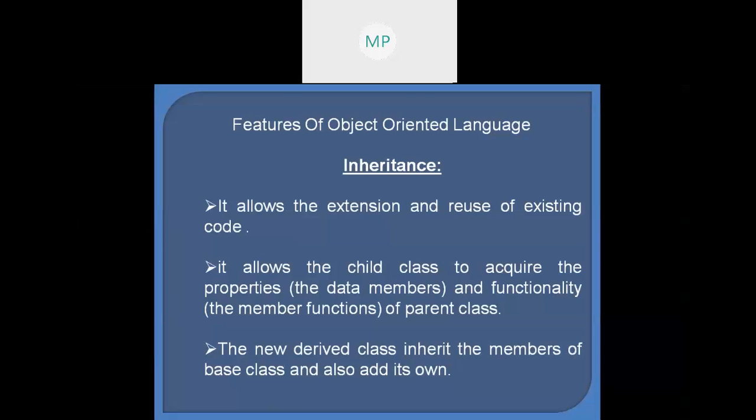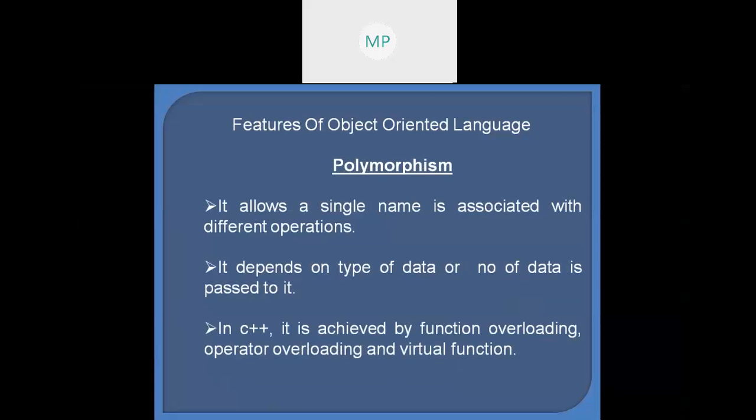Third is inheritance. Inheritance is all about code reusability. It allows the extension and reuse of existing code. We can create a new class, known as the child class, and that child class can acquire the properties, data members and member functions from the parent class. And apart from this, it can also add functionality of its own.